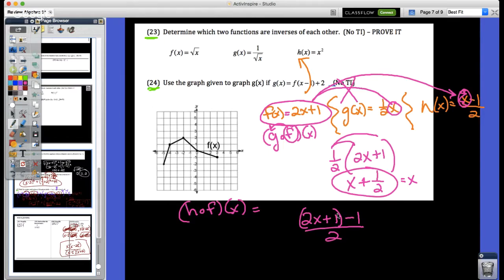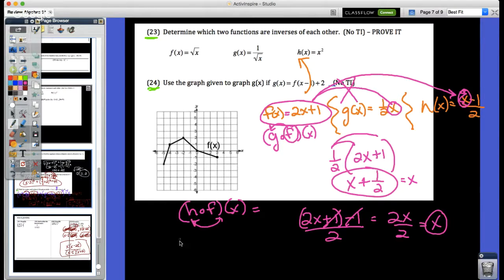And when we do that, this is not multiplied, right? Because these aren't piggyback, they're just subtracted. So you can actually take the parentheses away. So I have 2x plus 1 minus 1. 1's cancel, giving me 2x over 2, which produces x. What does that mean? Well, that means that h and f are inverses of each other.